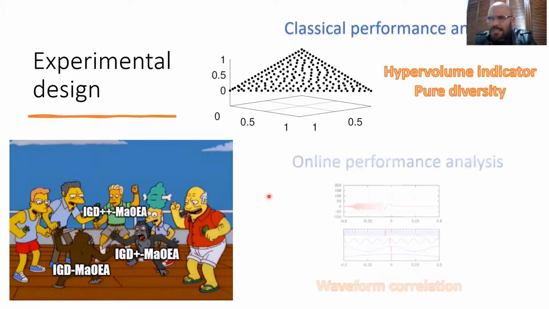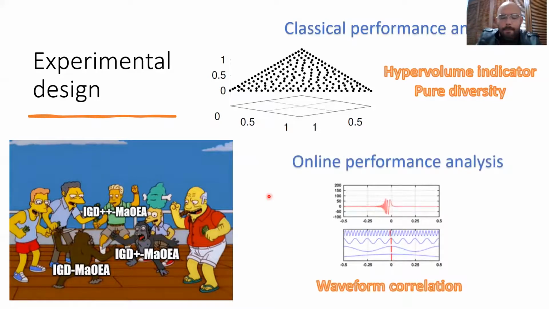But this is not so new. The important thing here is the online performance analysis. In this case, we will have a waveform correlation. We will define a convergence graph during the whole evolutionary process, and we will compare these waveforms of the convergence graphs. This is the main thing here for the comparison purposes of our research.